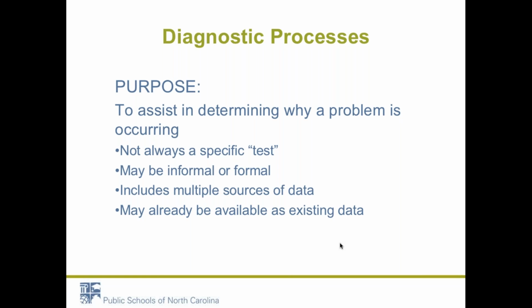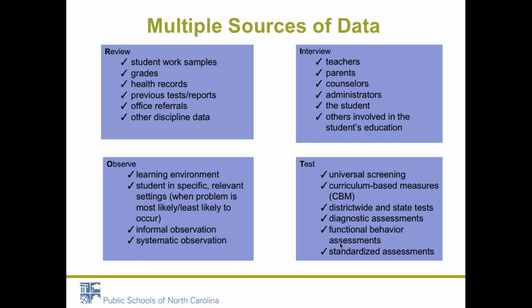It's not always going to be a specific test. It could be informal types of processes that we utilize to inform our decisions around addressing why students are struggling. It could be formal. And the processes that we use should always include multiple sources of data. In many cases, within a healthy system, where a well-established multi-tiered system of support as a school improvement framework has been established, much of this might already exist as available data.